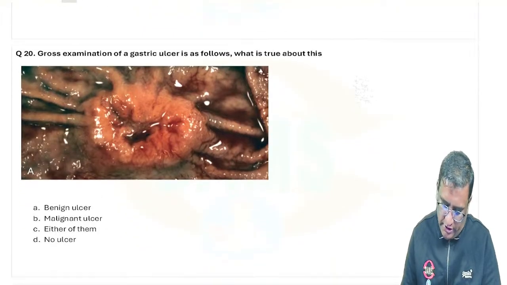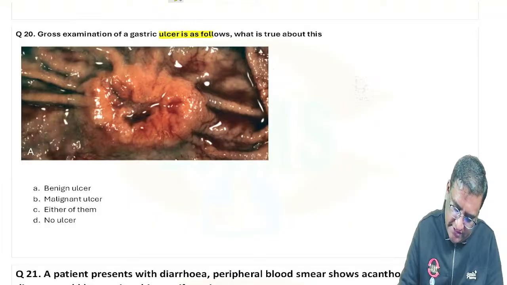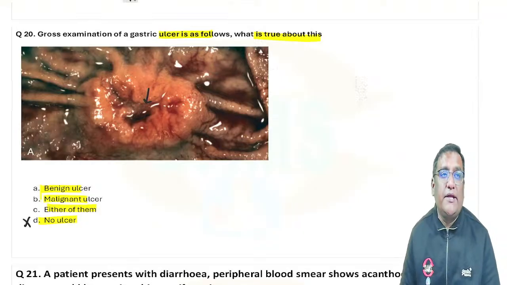Okay, question number 20. Gross examination of a gastric ulcer is as follows. What is true about this? Benign ulcer, malignant ulcer, either of them, no ulcer. Of course, it is not no ulcer. I can see an ulcer here. This is the ulcer, by the way.